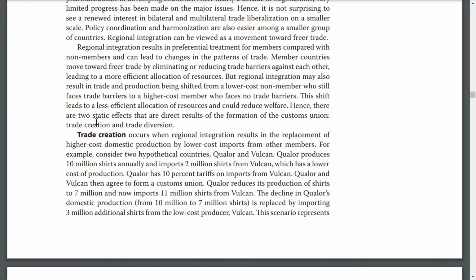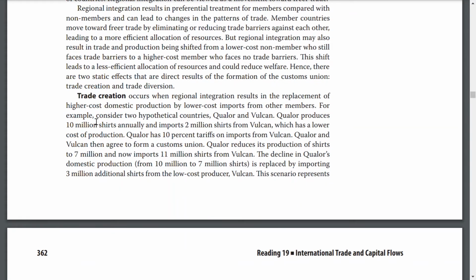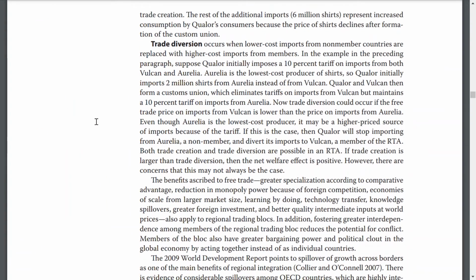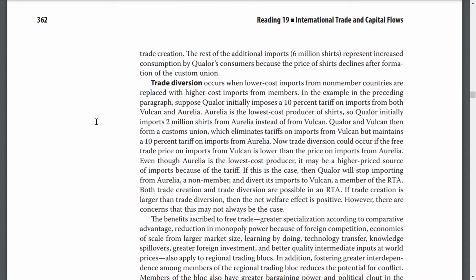Hence, there are two static effects that are direct results of the formation of a customs union: trade creation and trade diversion. Trade creation occurs when regional integration results in the replacement of higher cost domestic producers by lower cost imports from the other members. For example, consider two hypothetical countries. Trade diversion occurs when lower cost imports from non-member countries are replaced with higher cost imports from members, as in the example of the preceding paragraph.